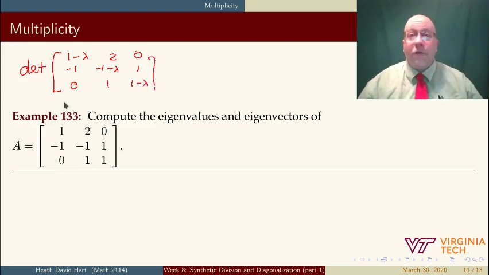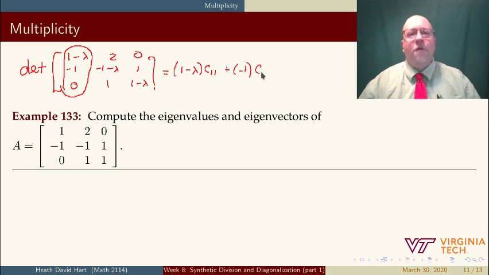There are a couple of ways that we can do this, but let's try cofactor expansion down this column. This is going to be 1 minus lambda times the cofactor in the 1, 1 position, plus -1 times the cofactor in the 2, 1 position. And then there's a third term, but it's 0 because of this term here.